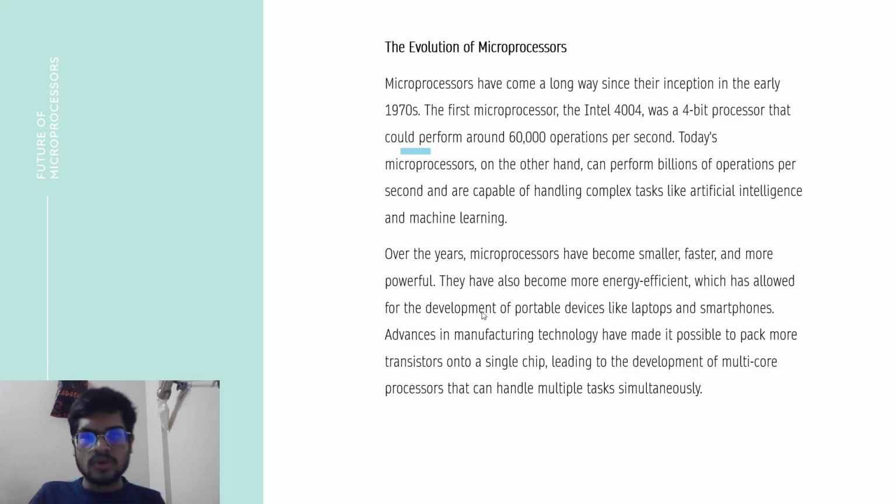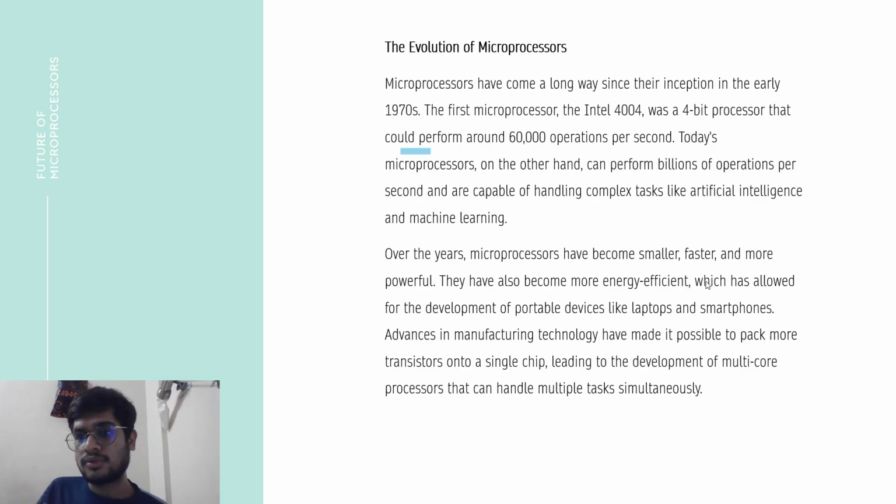They have also become more energy efficient, which has allowed the development of portable devices like laptops, smartphones, etc. In the early 90s there were huge computers, a very big CPU, big monitor, big keyboards. But today we have thin laptops, tiny and very durable laptops, and smartphones. All this has become possible because microprocessors have become smaller, so easy to carry, and faster.